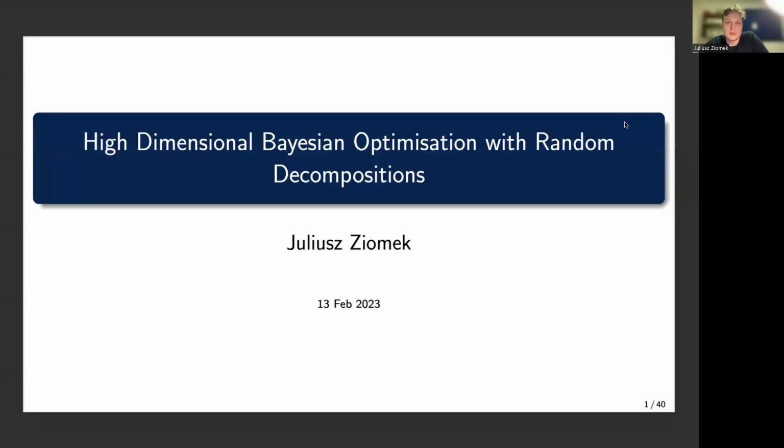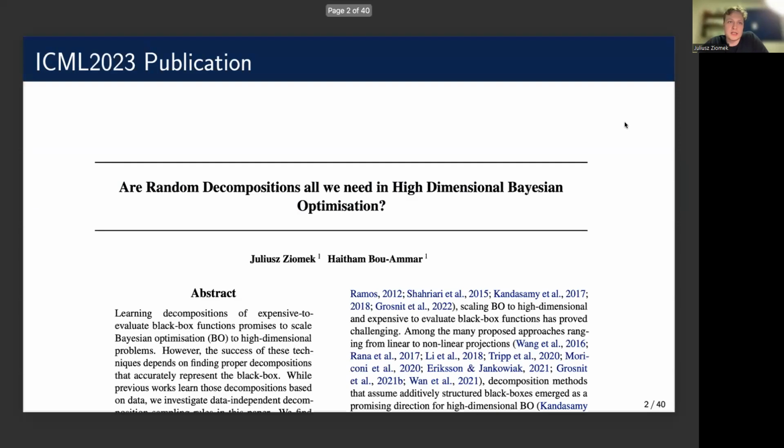Right, so as you said, we are going to talk about high-dimensional BO, specifically about one solution to the high-dimensional BO problem, where we want to utilize random decompositions to solve this problem. Basically, what I will be talking about is the content of our publication from last year's ICML, which was on the topic of utilizing random decompositions in high-dimensional BO.